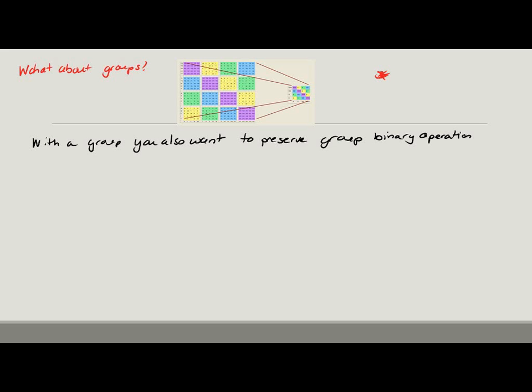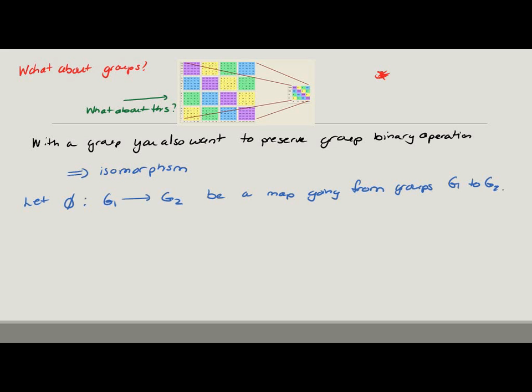So with a group, you also want more than that. You want to know more than whether there's just the same number of elements. In fact, in Fraley, he does a very good job looking at Z2 cross Z2 and comparing that to Z4. They're not isomorphic, actually. So you would like to also preserve the binary operation. If you have a one-to-one onto map and it also preserves the binary operation, that's called a group isomorphism.